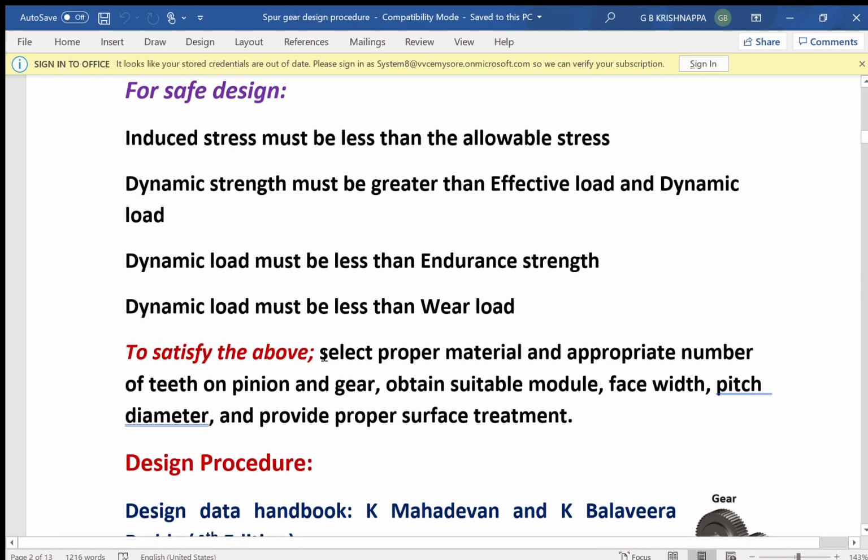To satisfy the above, select proper material and appropriate number of teeth on pinion and gear. Obtain suitable module, face width, pitch diameter, and provide proper surface treatment. Pitch diameters for both pinion and gear.